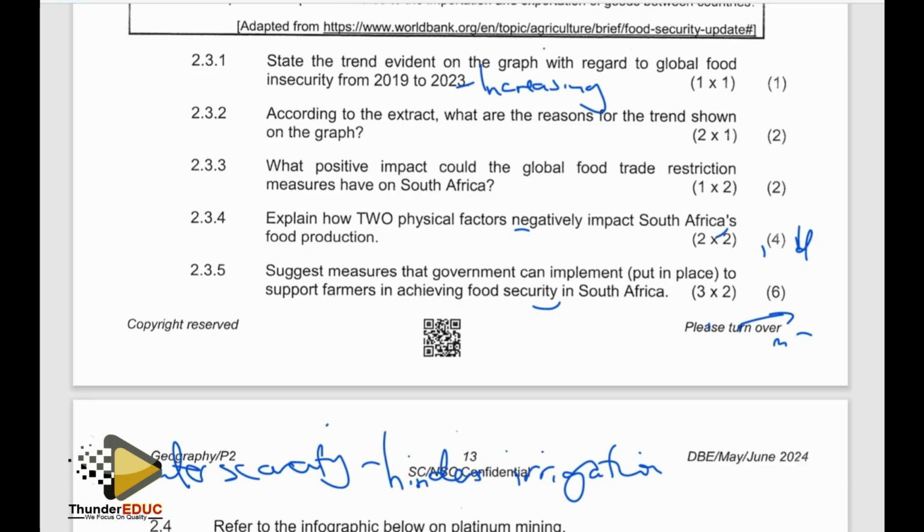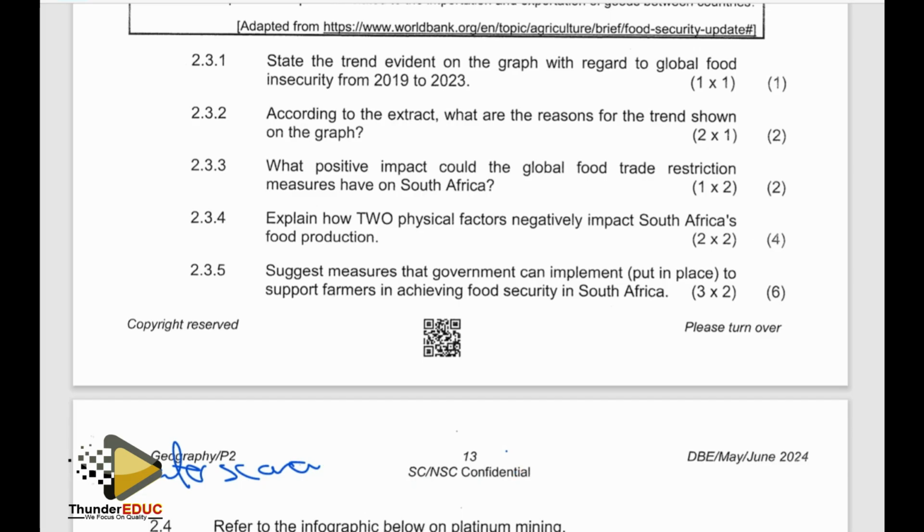Right, we move to the next question. 2.3.5. Suggest measures that the government can implement or put in place to support in achieving food security in South Africa. What can the government do to ensure that all people have got sufficient and nutritious food for a healthy life? What should we do? Right. The government, what can it do?